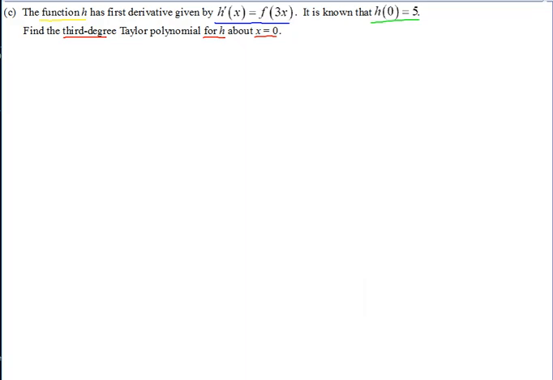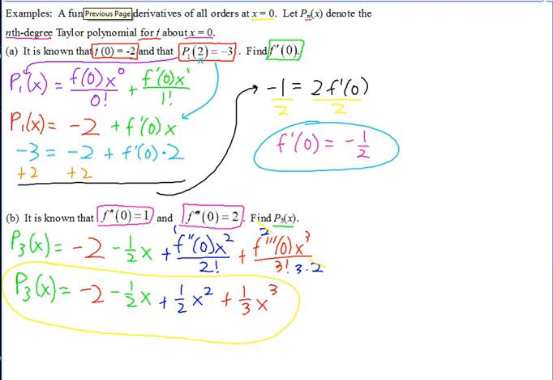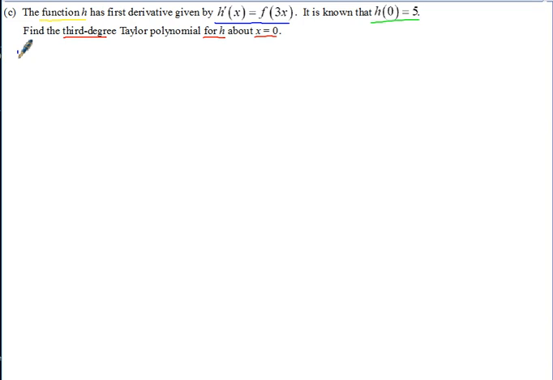This one's the Taylor polynomial for h. So let's follow that same pattern here. In this case, it doesn't tell us what to call it. Since these were already called p sub whatever, p sub 3 or p sub 1, I'll just use t for Taylor polynomial. So t sub 3 for the third degree Taylor polynomial for h of x.